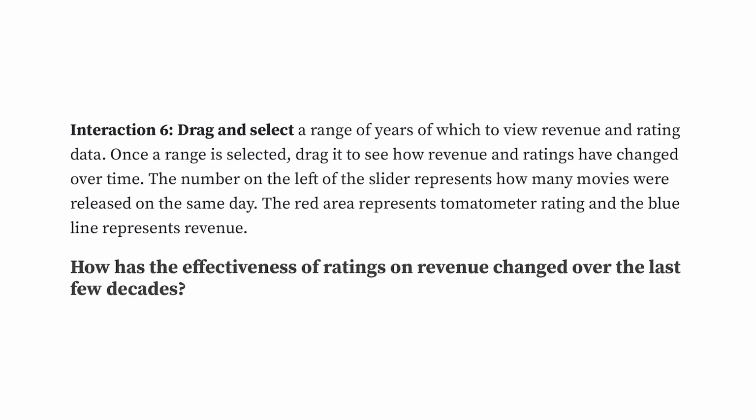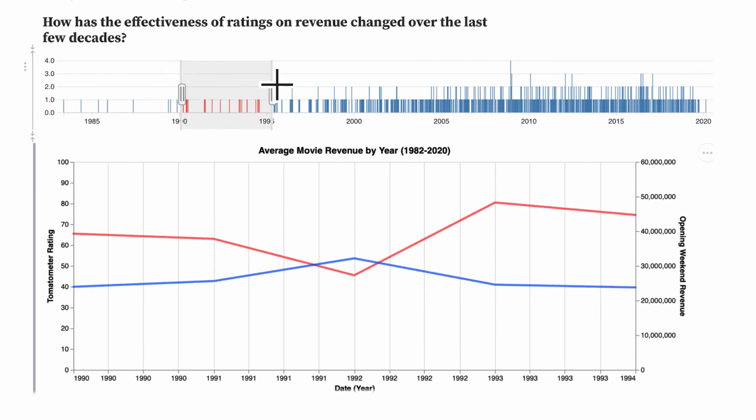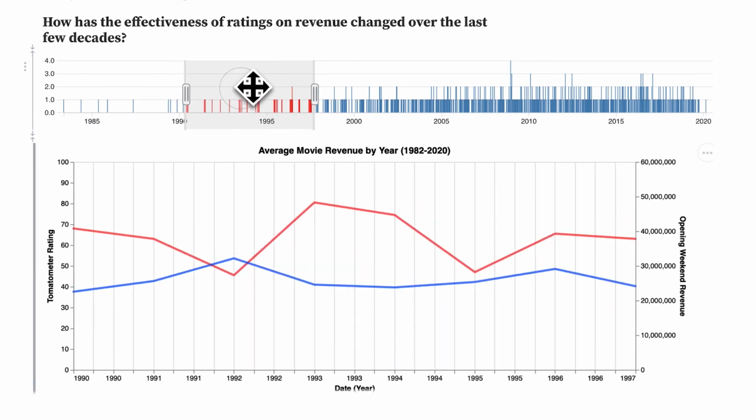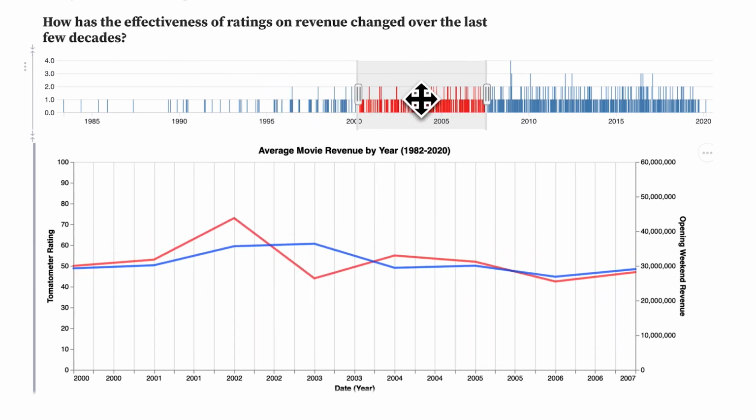Our last visualization answers a broader question. How has the effectiveness of ratings on revenue changed over the last few decades? This selection works the same way as the previous one. It will allow you to see how both ratings and revenue have trended over time by adjusting the timescale based on your selection.